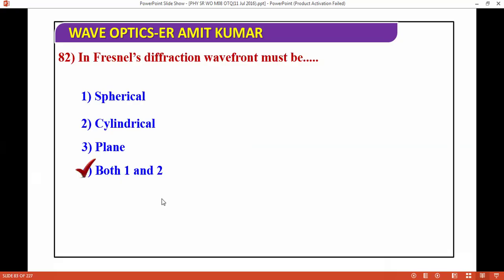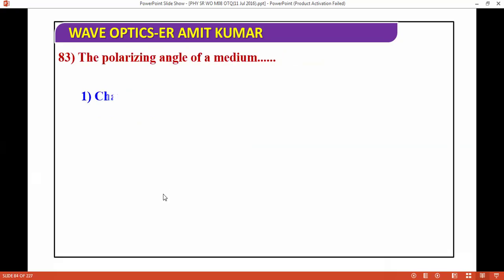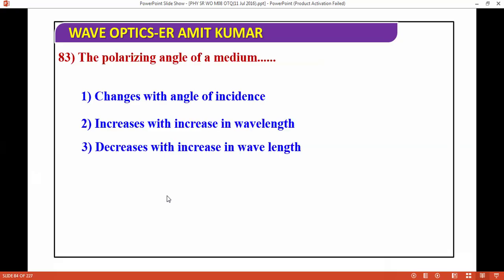Next question: the polarizing angle of a medium changes with angle of incidence, or increases or decreases with increasing wavelength. The polarizing angle will be decreasing with increasing wavelength, inversely related to the wavelength.